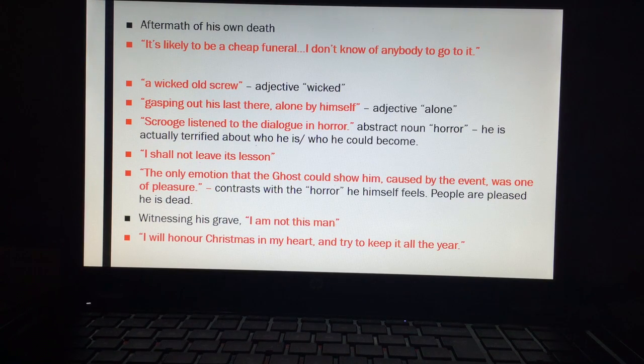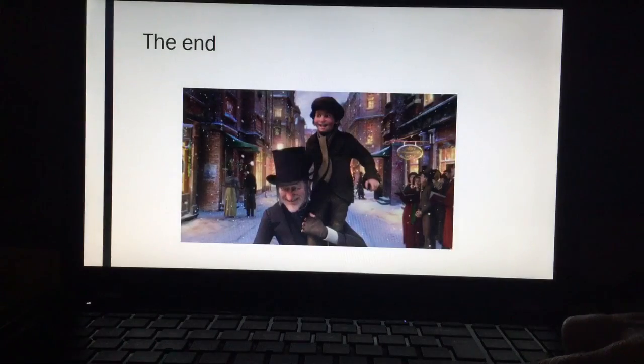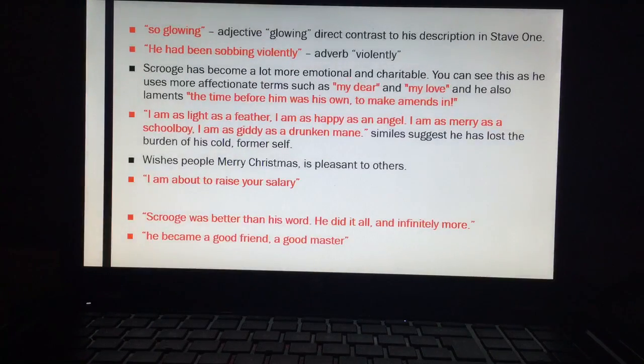When he witnesses his grave, he says, I am not this man, and he claims that he's not. And then he makes this confession of, I will honour Christmas in my heart and try to keep it all the year. So again, Scrooge has, I suppose, if you like, gone 360 in terms of his change. And when we get the end, he wakes up and we get the adjective glowing, so glowing. Now, the adjective glowing is a direct contrast to the description in stave 1, where it's dark and he's miserly and he's miserable and he's cold.